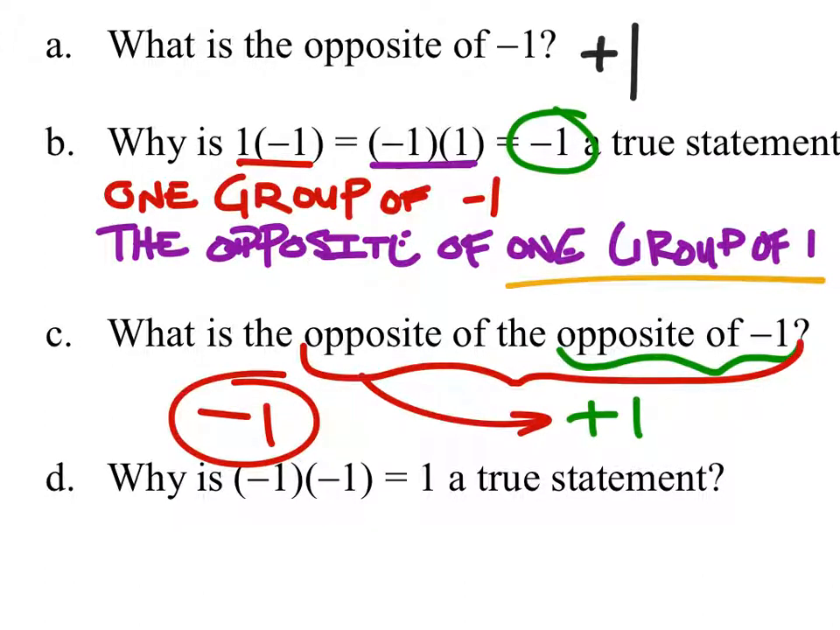Why is negative 1 times negative 1 equal 1 a true statement? So this is the opposite of one group of negative 1, which is a positive 1. That will do. All right, so that should lead us into bigger stuff. Before we move on to the worksheet, let's take a look at some other problems. And all we want to do is know if the product is positive or negative, okay?